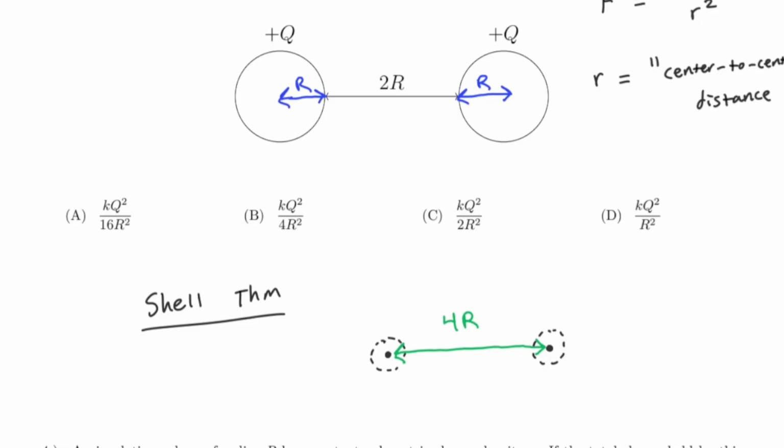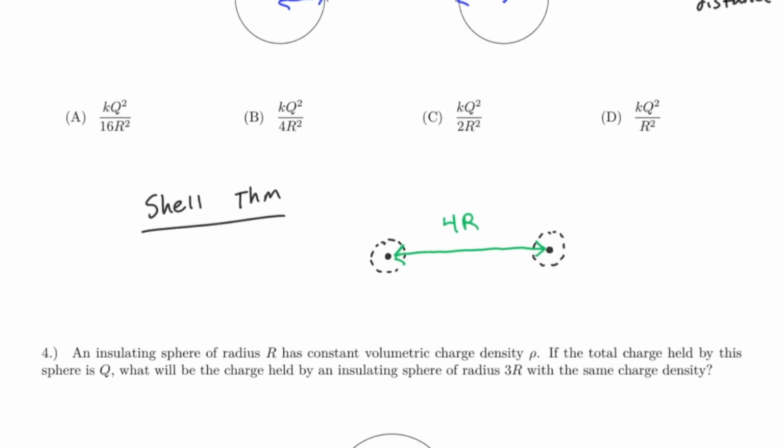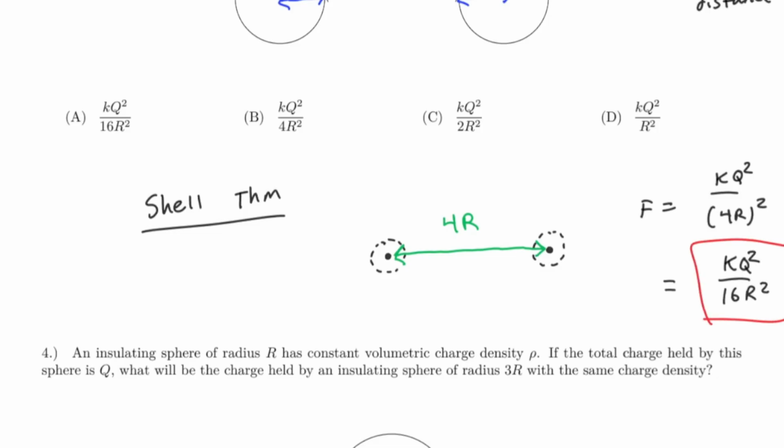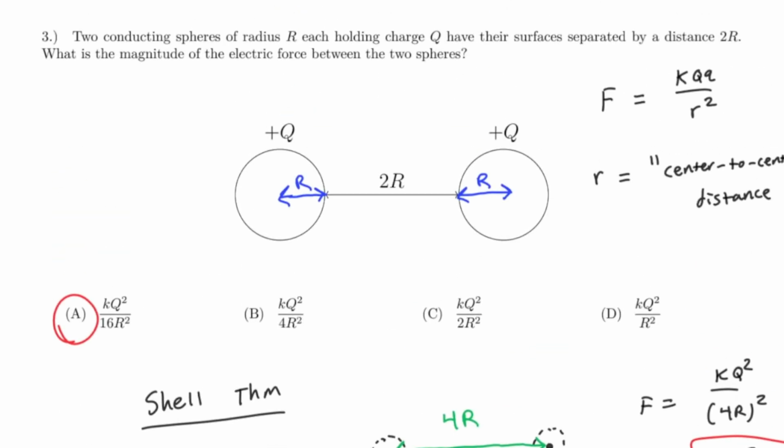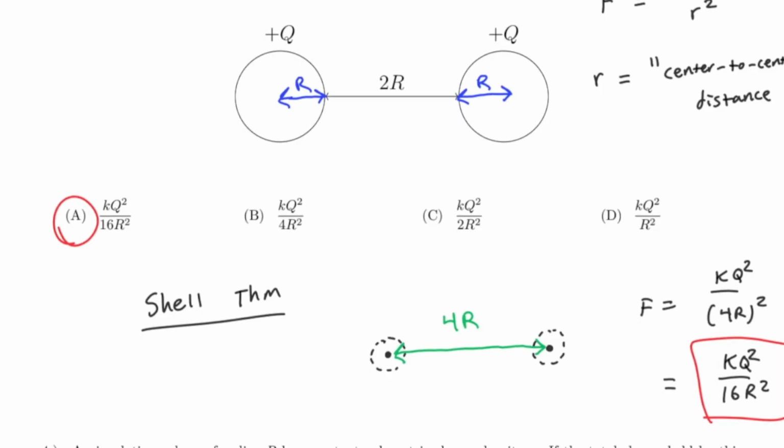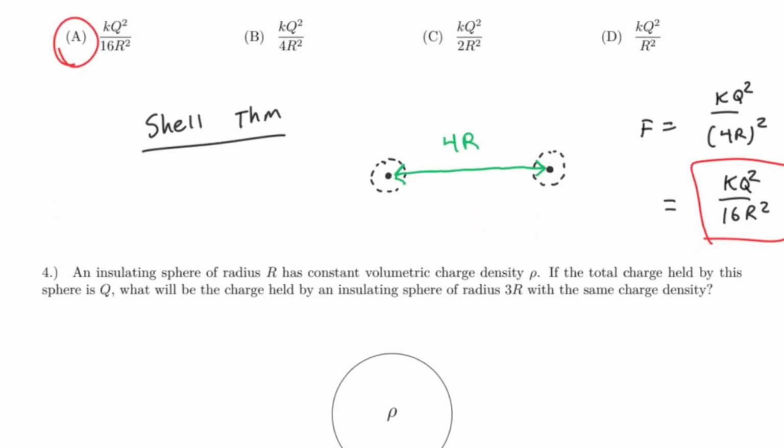So now we just apply Coulomb's law. F would be kq squared over the center to center distance 4r, squared. Be very careful about your squaring. Make sure the 4r gets multiplied by 4r. So you would get kq squared over 16r squared, because you have to square the 4 and the r. So that gives us A. The most common mistake would be B, just using the surface distance. But remember, shell theorem says the force is center to center.